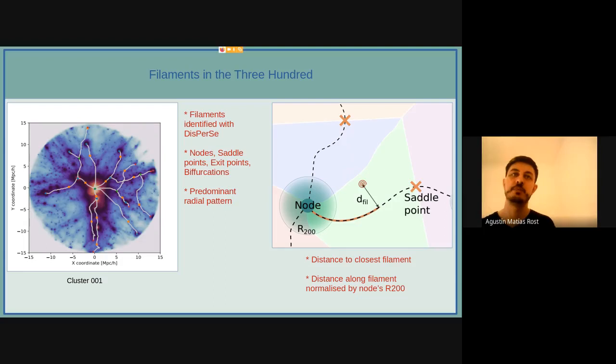Here I have an example of one of the galaxy clusters that were resimulated. This is the gas, and we can see that the main halo is located exactly at the center, and we see the identified filaments with DisPerSE in white, and this software also detects saddle point nodes and other points. We can see that there's a very strong spherical symmetry, and the filaments are very radial.